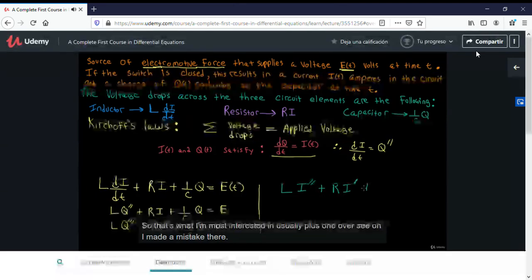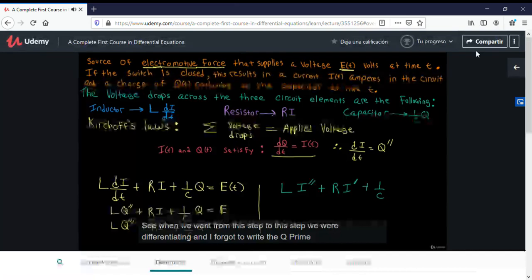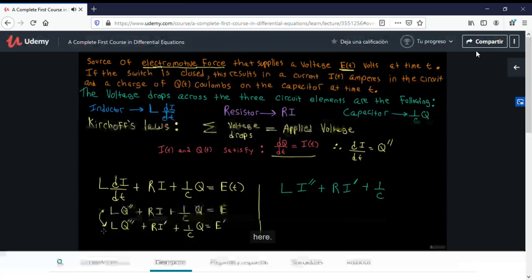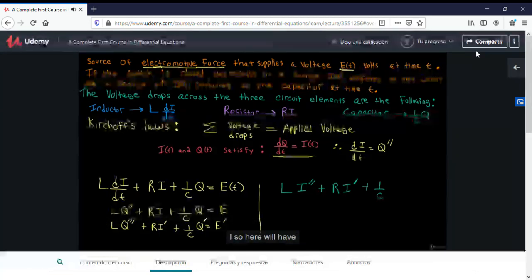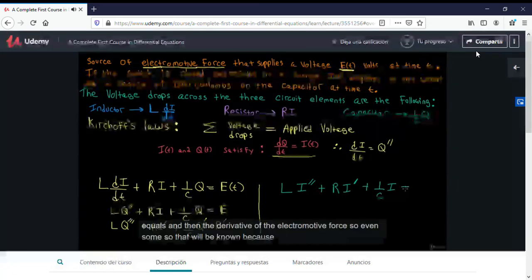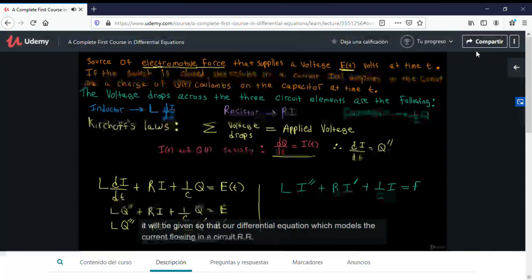Plus 1 over C. Oh, I made a mistake there. When we went from this step to this step, we were differentiating, and I forgot to write the Q prime here. Okay, so that makes more sense. So the Q prime is equal to I. So here we'll have I, equals, and then the derivative of the electromotive force, E prime. That will be known because that'll be given. So that's our differential equation, which models the current flowing in an RLC circuit.